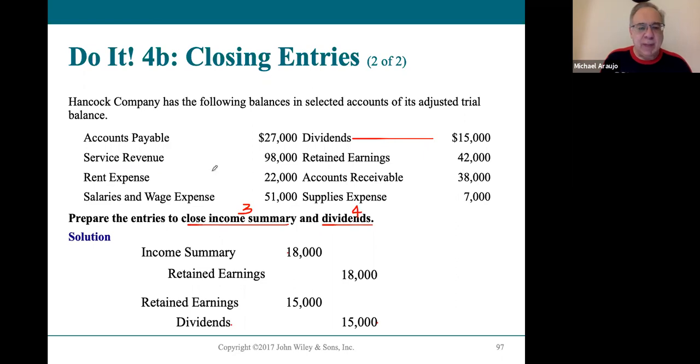You might have noticed something. There's a couple of accounts you didn't use. Why? Because closing entries are only for temporary accounts. Accounts payable is a liability account. It's permanent. It's not part of the process. Another account here, accounts receivable, is an asset account. We don't use it. It's permanent. It's not part of the closing process. Permanent accounts do not close. Only the temporary accounts do.